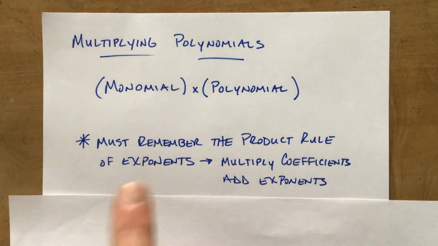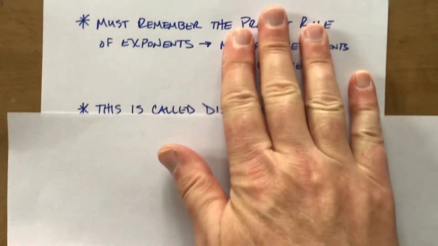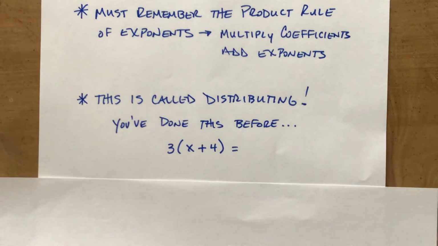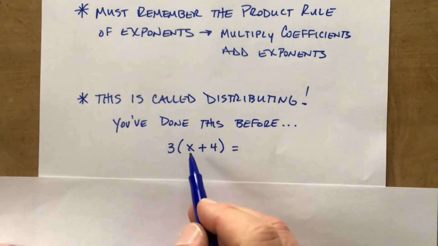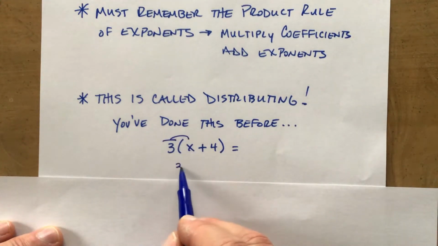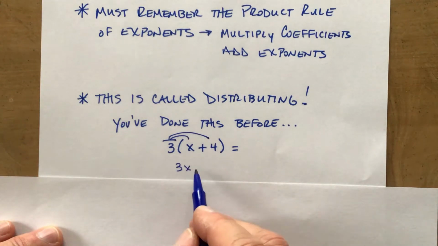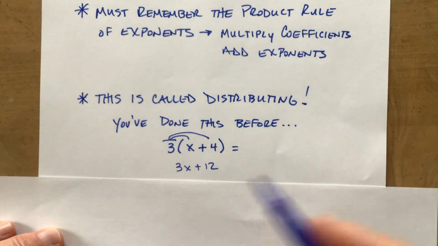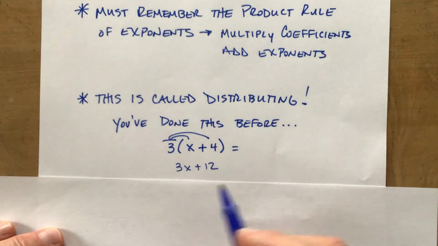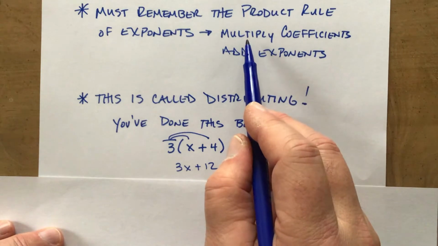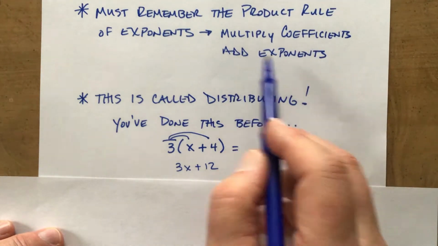Now, believe it or not, you've seen this when we talked about distribution or distributing. We used to do this all the time when we only had one variable with no exponents, when we took the 3 and multiplied by the x and got 3x, and took the 3 and multiplied by the 4 and said 12. What we do now, especially in algebra, is put more variables with more exponents. So we just have to remember we're going to multiply the coefficients and add the exponents.